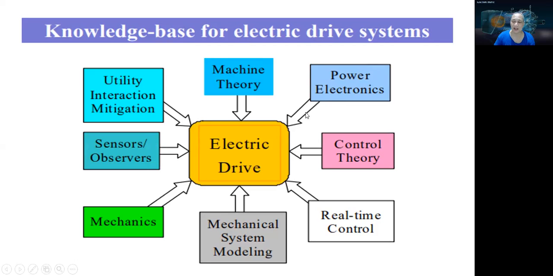Like when we're talking about electric vehicles, like Tesla, they have this battery, and then they have this inverter to drive the induction motor that drives the car. So there is a DC to AC converter there, and then machine theory and some utility interaction mitigation to avoid any problems in there. Yeah, so this is the knowledge base, but we are focusing on this subject mainly on the electric drive.